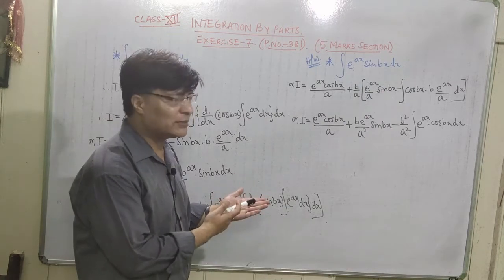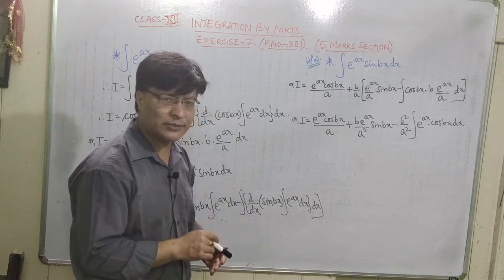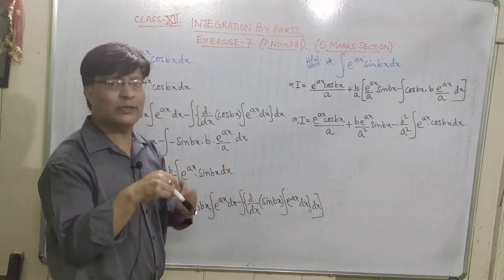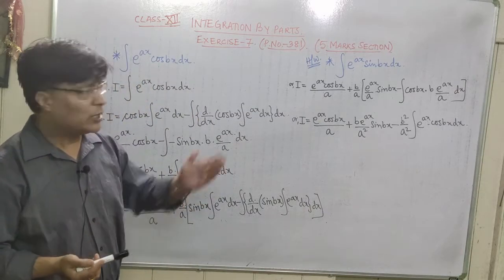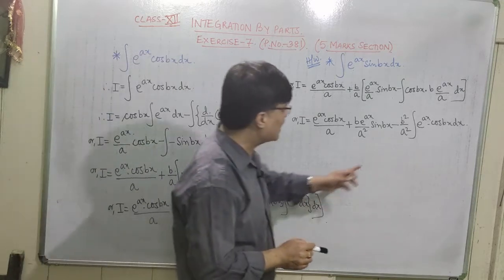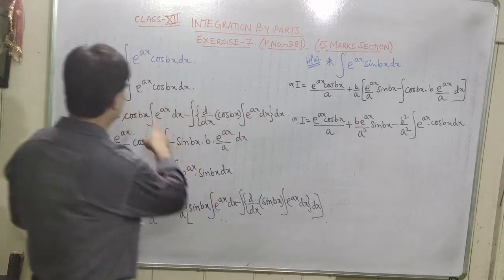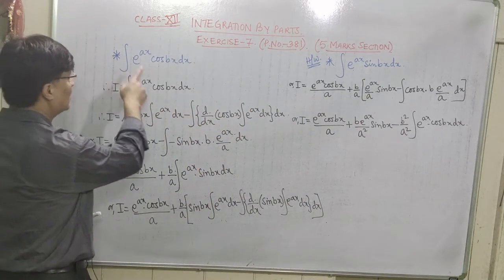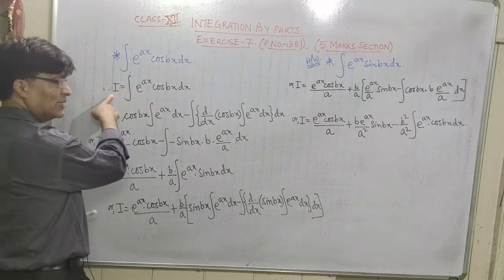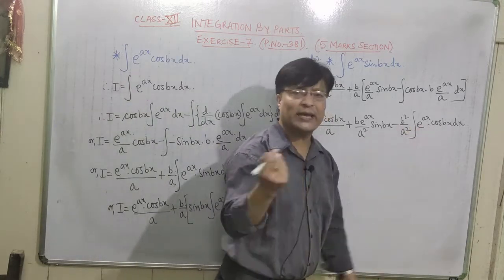So if you integrate it by parts, then again you will get e to the power ax sin bx. Again, if you integrate that, you will get e to the power ax cos bx. It will never end. Is that clear? So now, instead of the integration of e to the power ax cos bx dx, you can write I. So here, e to the power ax cos bx dx is equal to what? This is I. So instead of this integration, you can write I.